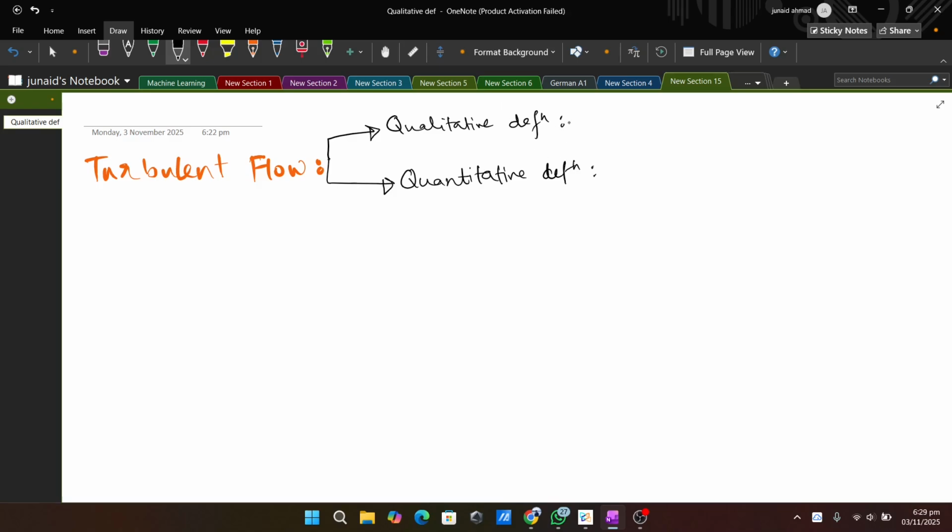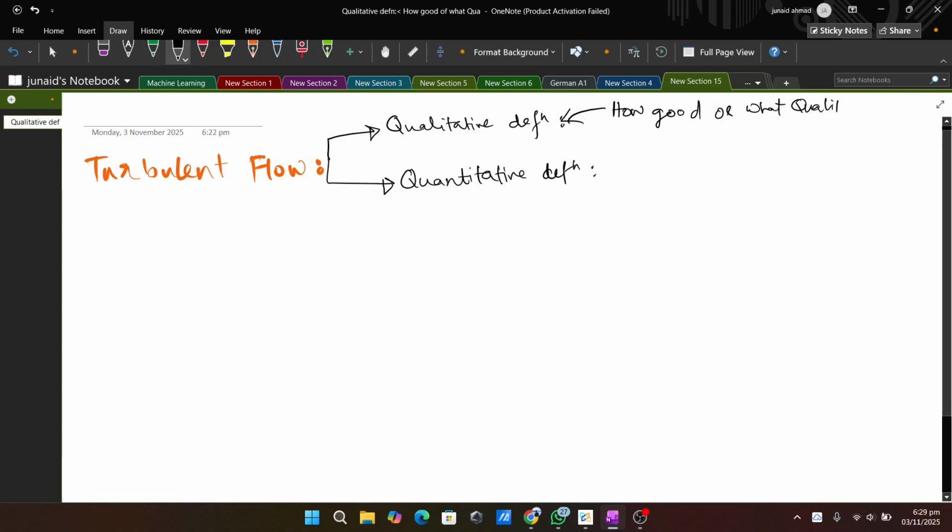Qualitative, this word itself means how good, or what quality, right? It basically states that in the qualitative approach, how we can define the term turbulence is that the Reynolds number should be greater than 4,000. We all know that Reynolds did an experiment, and based on that experiment, if the value of the Reynolds number is more than 4,000, we can say that this is a turbulent flow.